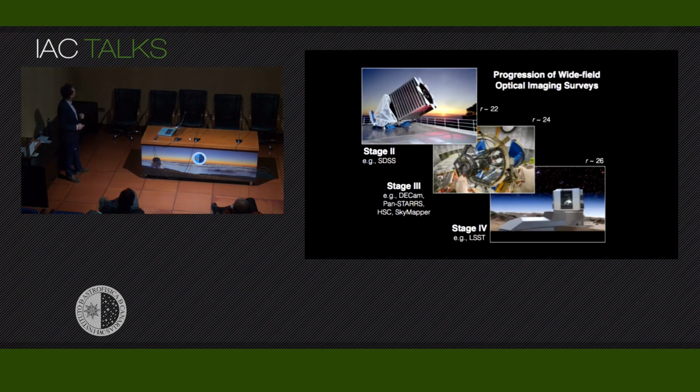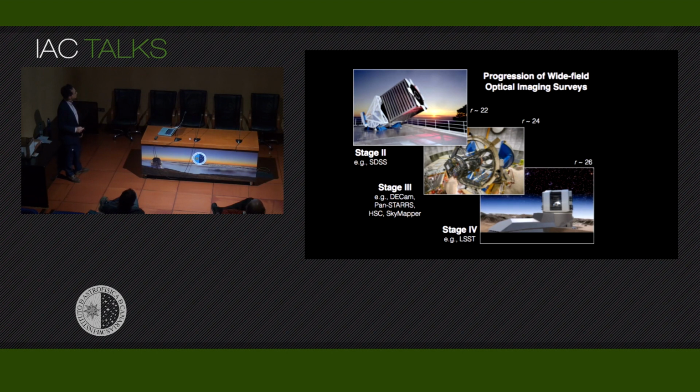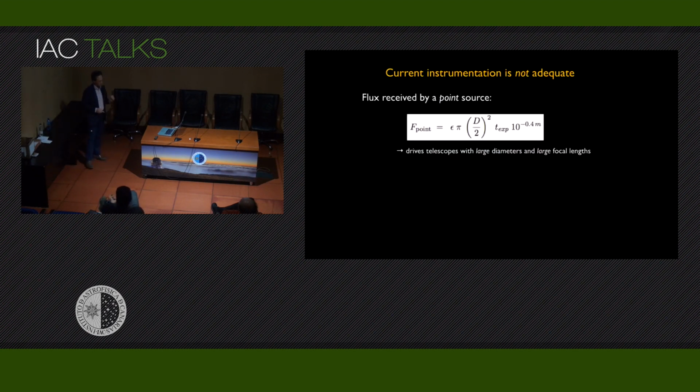So, in spite of the huge success from Sloan all the way to LSST, we are essentially limited by point sources. We're not talking about diffuse stuff. And historically, this is what astronomy has been doing. We have been obsessed by point sources of faint galaxies, in which case the flux that you receive is essentially driven by the collecting area. Okay, so you maximize the size of the mirror.